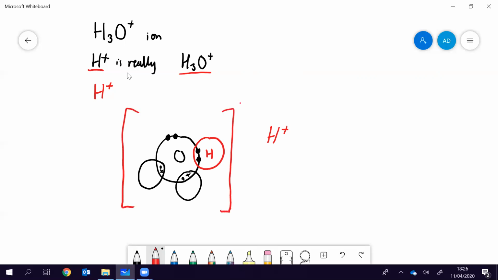So if you think about it, it's like the H plus piggybacks onto a water molecule, and then the positive charge is shared over the whole species, the whole H3O plus. It's not just sitting on a tiny proton.